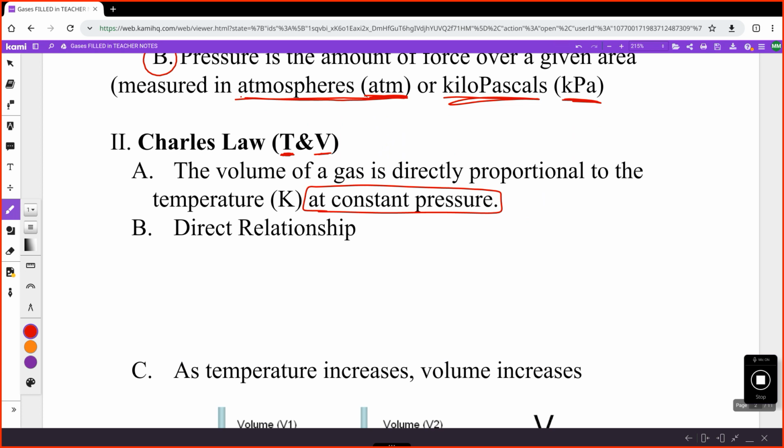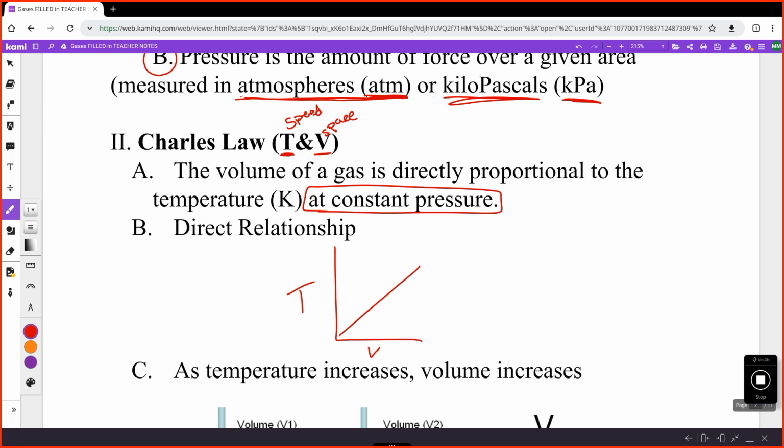What we're really looking at with temperature and volume is how speed affects the space of a gas. And what we're going to find out is that this is a direct relationship. Anytime temperature goes up, volume of a gas goes up. Anytime the volume of a gas goes down, the temperature of that gas goes down.